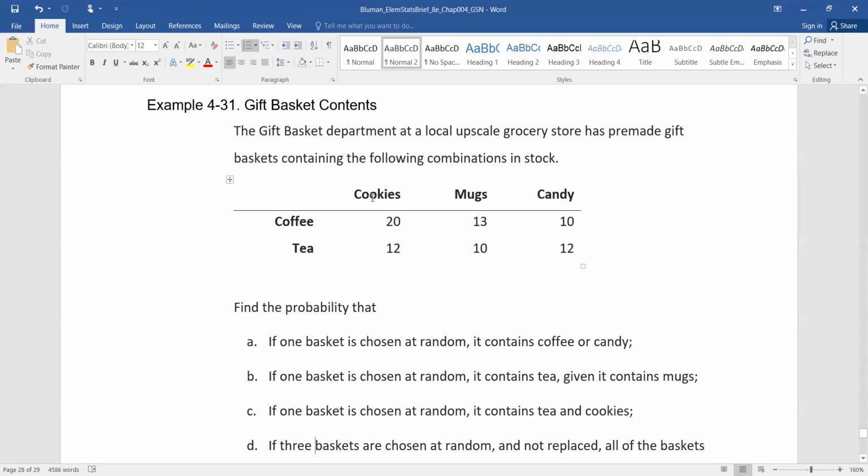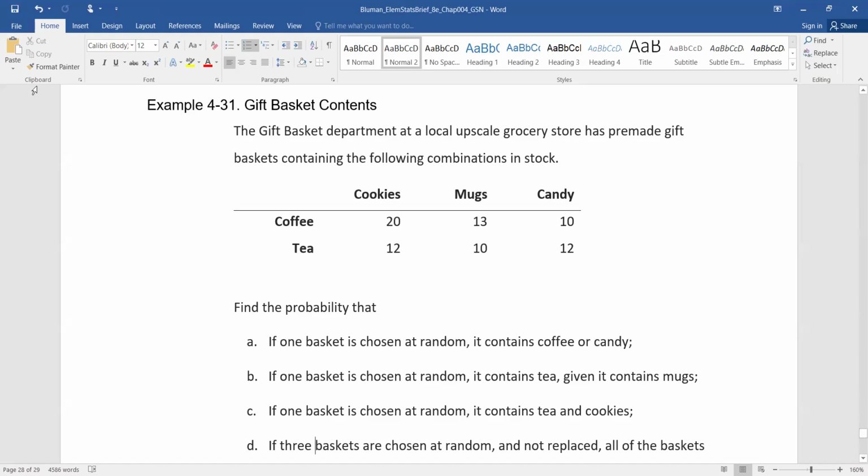So if they did coffee and cookies, there were 20 of those. Coffee and mugs, 13. Coffee and candy, that was 10. Tea and cookies is 12. Tea and mugs is 10. And tea and candy is 12. We want to find the probability that if one basket is chosen at random, it contains coffee or candy.